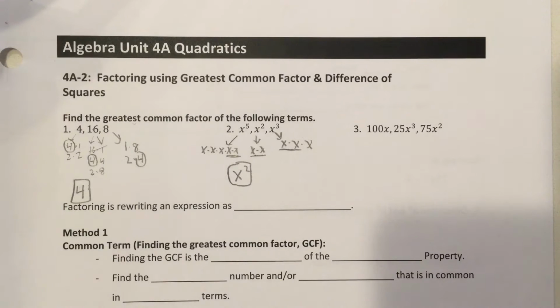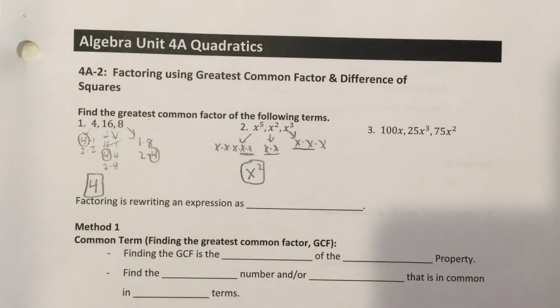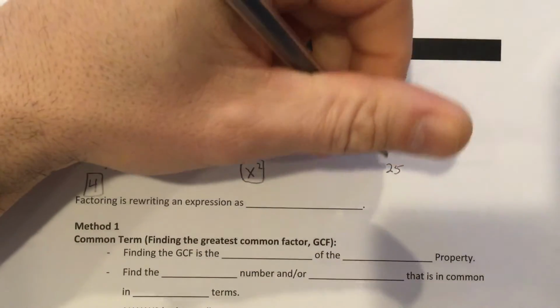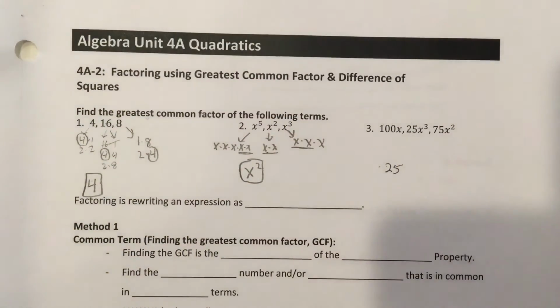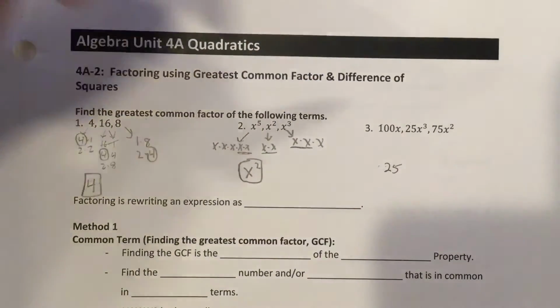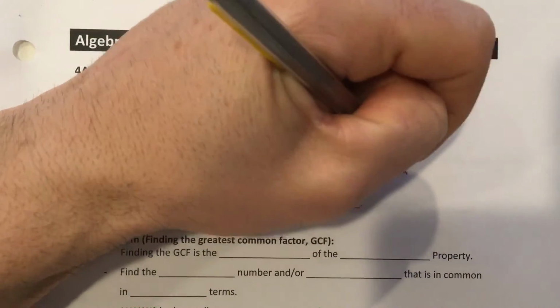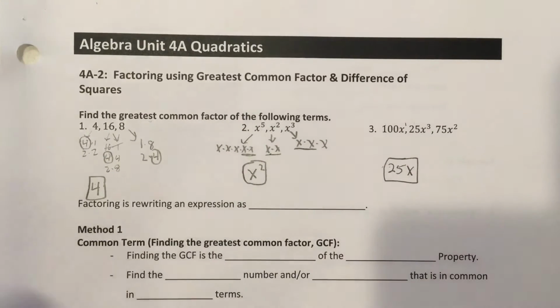Now if we look at 3, it has both numbers and variables, so think of it as a two-step problem. If I look at my numbers, 100, 25, and 75, what is the largest number I can divide 100, 25, and 75 by? That would be 25. 100 divided by 25 is 4, 25 divided by 25 is 1, and 75 divided by 25 is 3. So I can divide each of those by 25. And if I look at my variables, x to the 1st, x to the 3rd, x squared, they all have at least x to the 1st power. So 25x is the GCF, the greatest common factor.